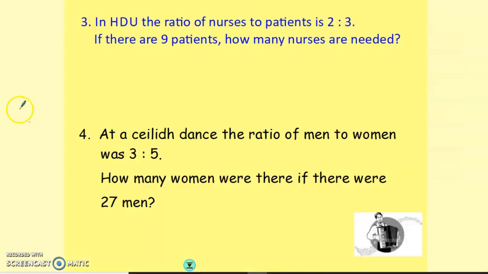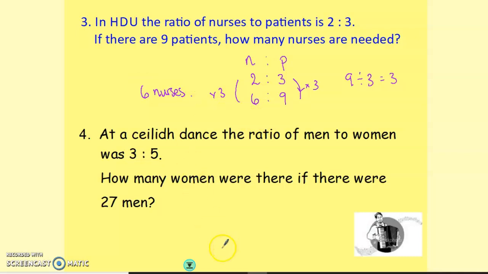Okay, let's try number 3. Next up, the ratio of nurses to patients. So nurses to patients is 2 to 3. If there are 9 patients, how many nurses are needed? So I'm going from 3 to 9. So it's 3 times. Do the same to the other side. 2 times 3 is 6. So I would need 6 nurses.